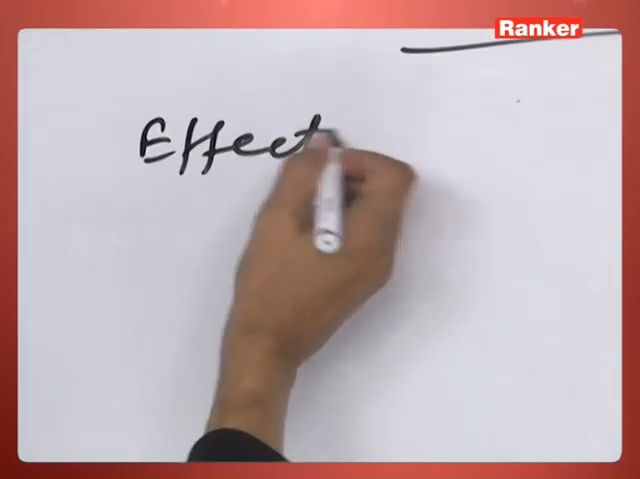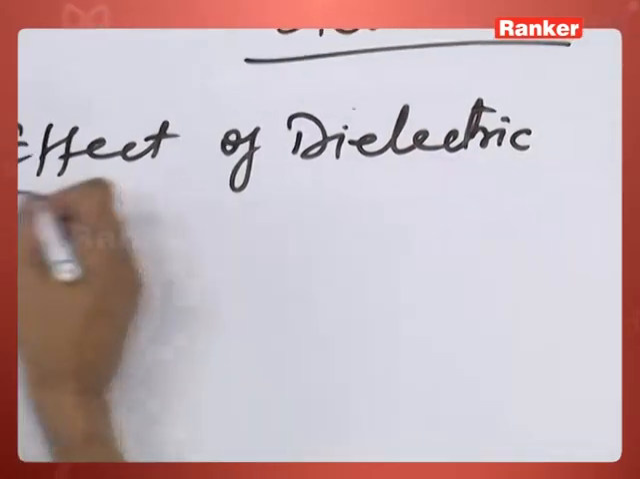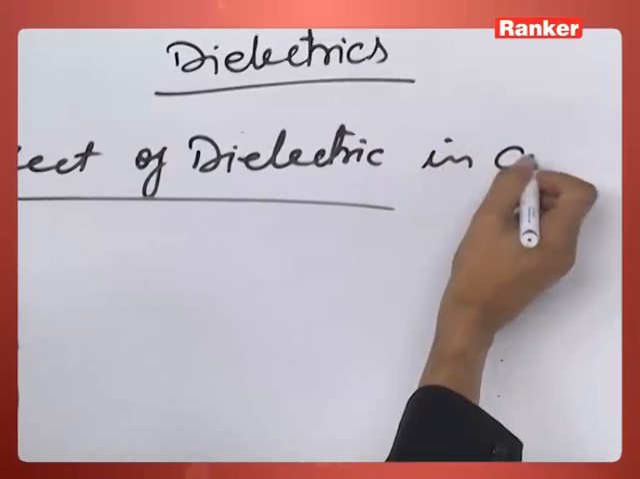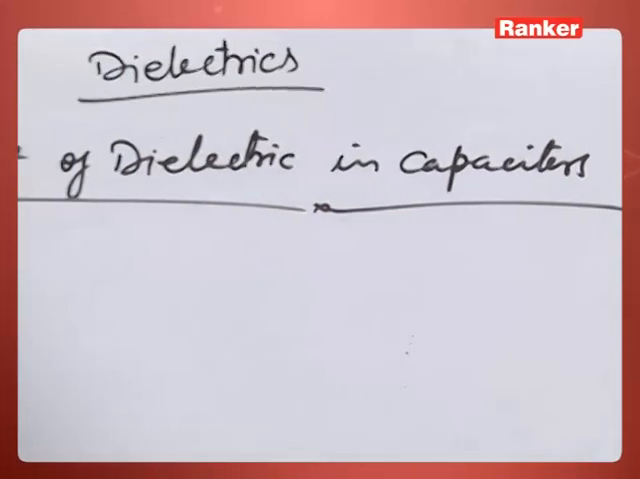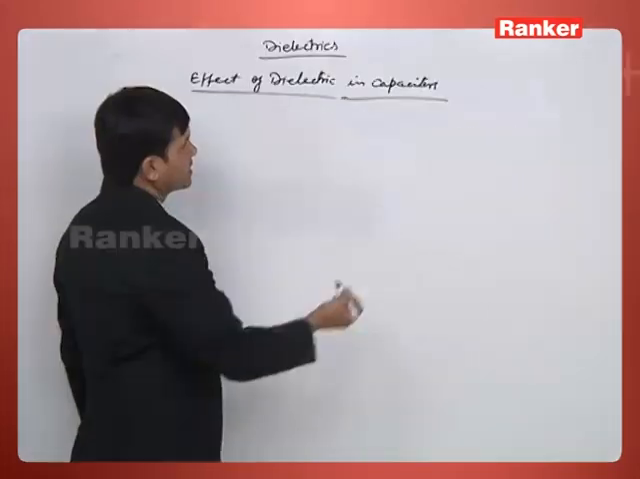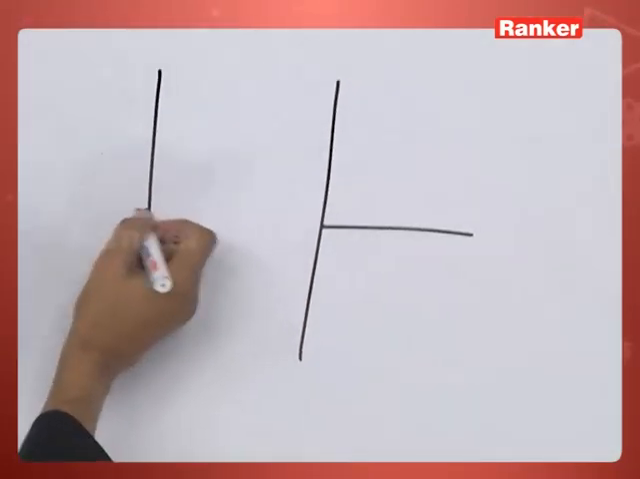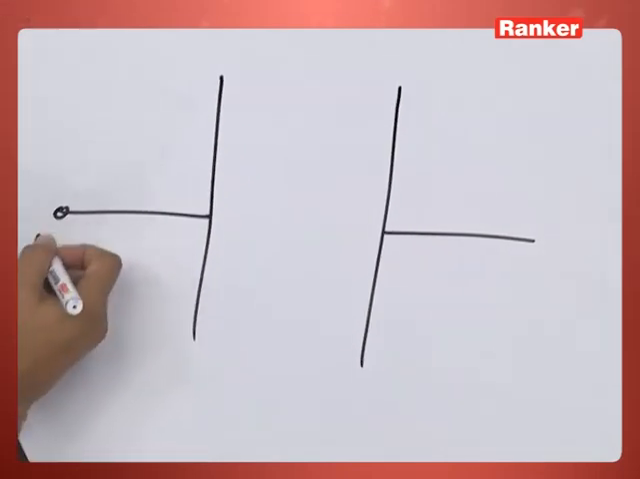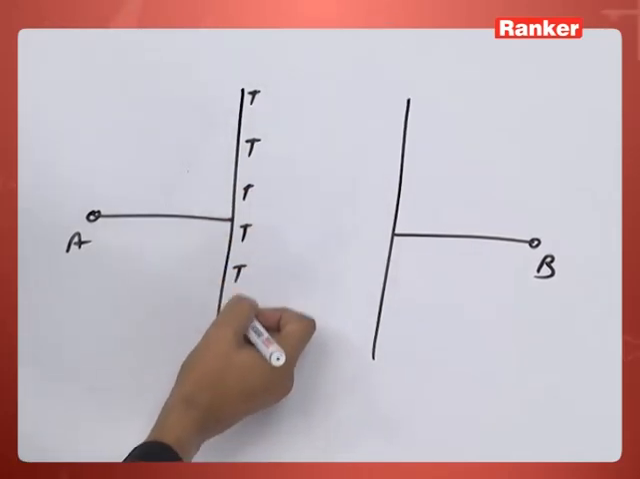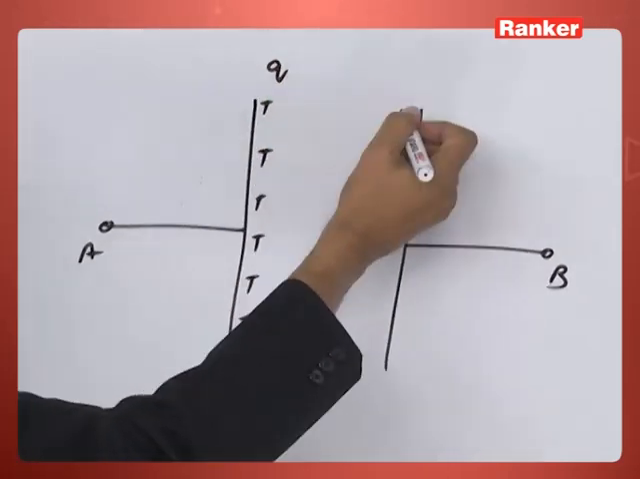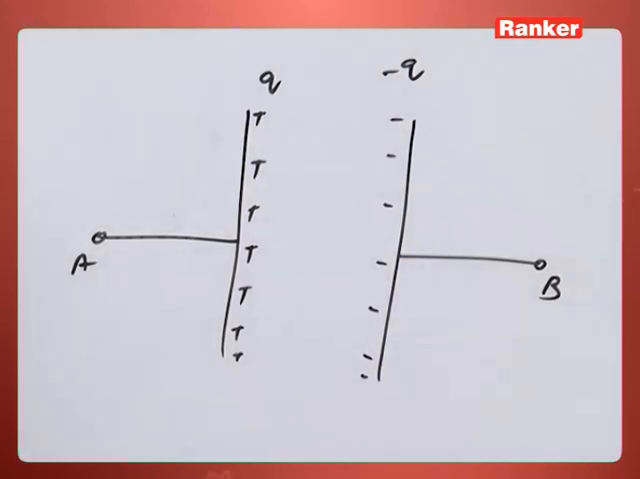Now, the effect of dielectrics in capacitors. Suppose these are the two plates of a capacitor, A and B, and plate A has charge Q, so that plate B will have charge minus Q.